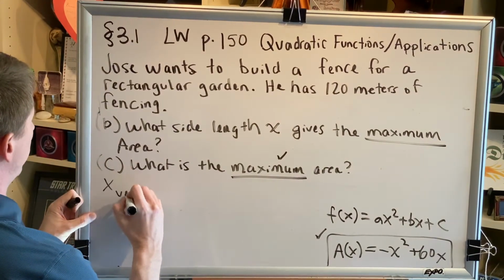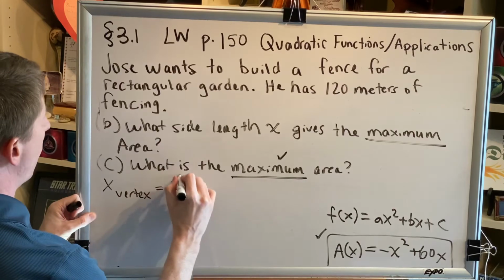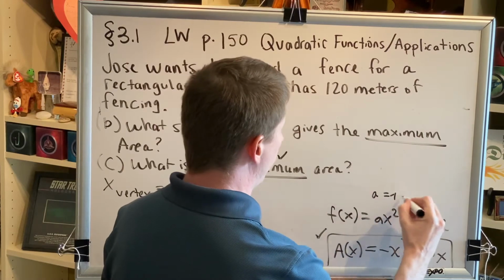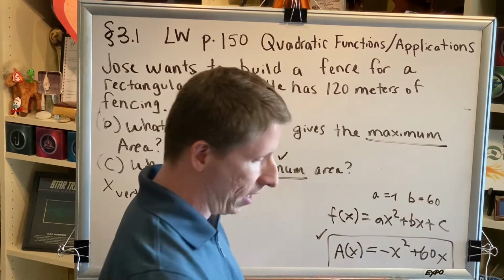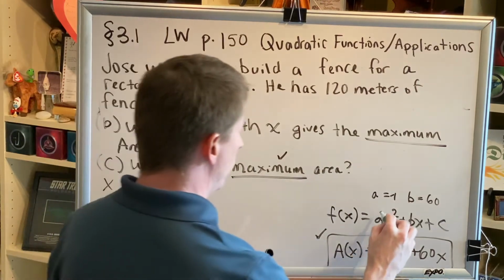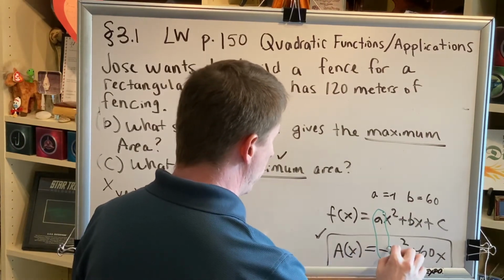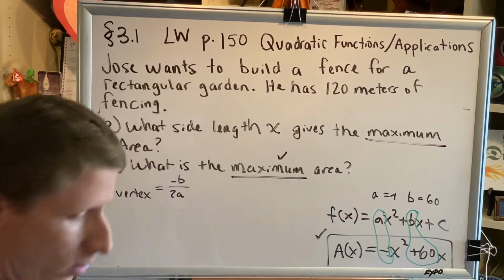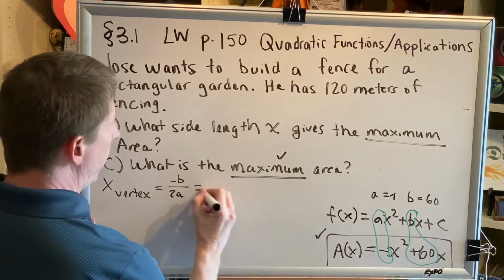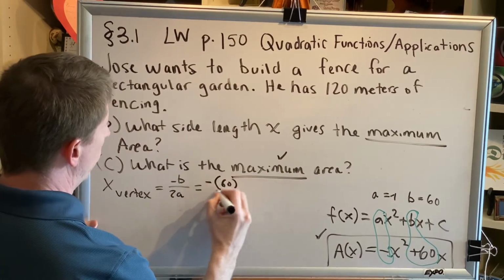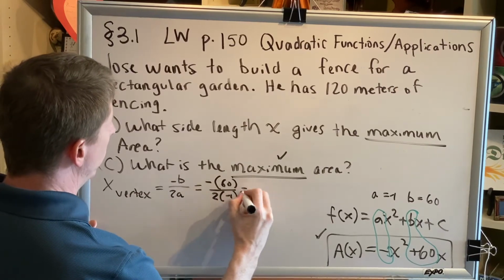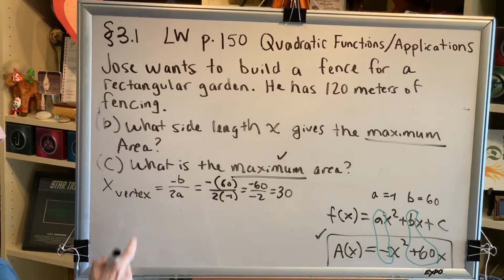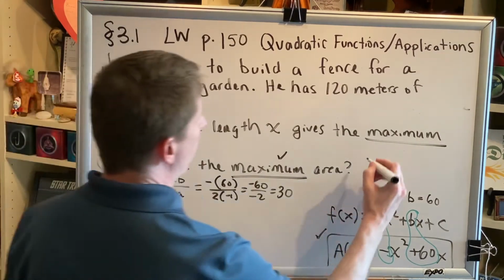So x for the vertex is equal to opposite b over 2a. We learned a moment ago that a equals -1 and b equals 60. Let's show that. a equals -1 and b equals positive 60. So plugging that into our formula, we get opposite 60 over 2 times -1. -60 over -2, which is 30. Okay, so our vertex x is 30. Let's write that here.